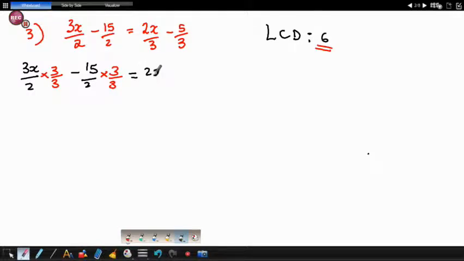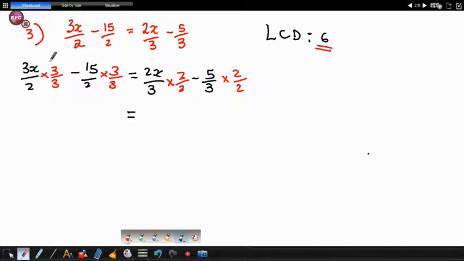Then we'll have 2x over 3. And what are we going to multiply by? We are going to multiply by 2 over 2, because 3 times 2 would give us 6. And then again, we're going to have minus 5 over 3. And we are still going to multiply by 2 over 2. Right, now this is what's going to happen.